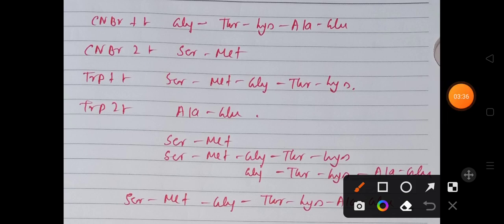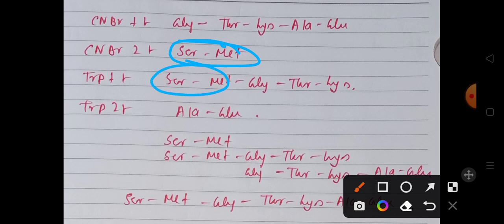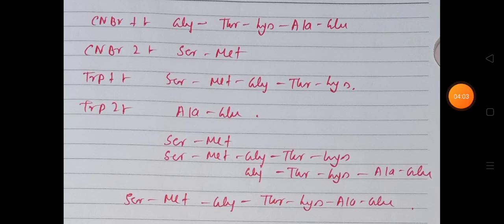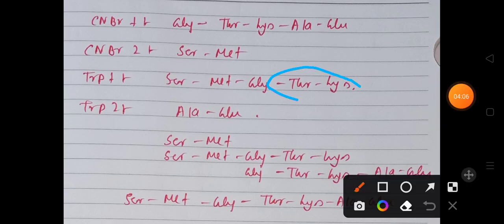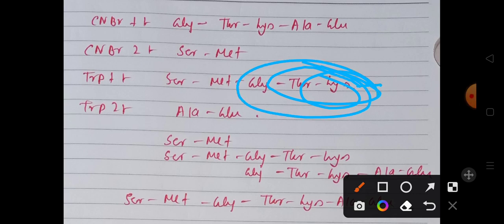Here what you have to do is play a jigsaw puzzle. First of all, let's say I have taken serine methionine. You have to find a peptide which has serine methionine along with some other sequence. So this is tryptophan 1 here: serine, methionine, glycine, threonine, lysine. After that you have to find something which has at least threonine lysine, or at least lysine, or at least glycine threonine lysine, along with some other amino acids, so that you can move on, right?